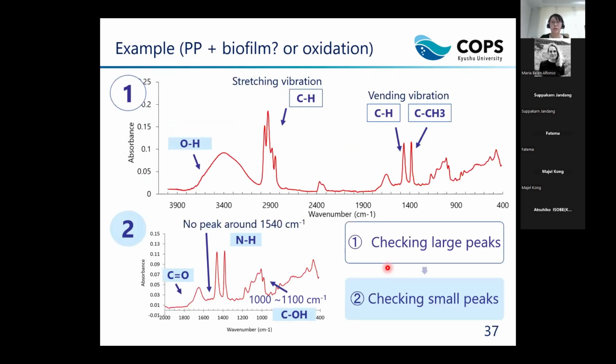All right, so let's try to interpret the data together. You can see step one and step two here. This is a polypropylene spectrum. In this case, you can see a stretching vibration around here and a bending vibration here. But at the same time, you can see large peaks here, here, here, here, here. So in this case, you need to check small particles as well.